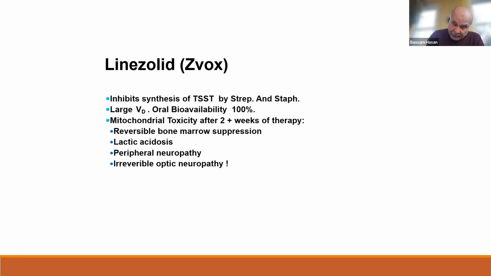It is bacteriostatic, so we don't use it for bacteremia in any case scenario. It causes mitochondrial toxicity 2 weeks down the road. You have to check the blood count, and usually it is reversible. It can cause lactic acidosis because it works on the mitochondria, and it can cause peripheral neuropathy. The peripheral neuropathy usually is reversible, but if this medication is given for an extended period of time, you have to be very careful. You have to assess the patient at least every 2 weeks. And optic neuropathy can be disastrous because it is irreversible.